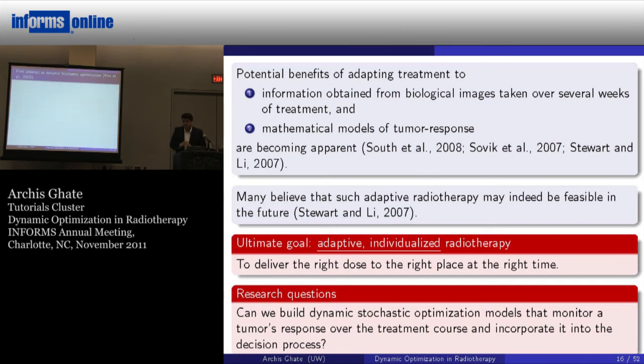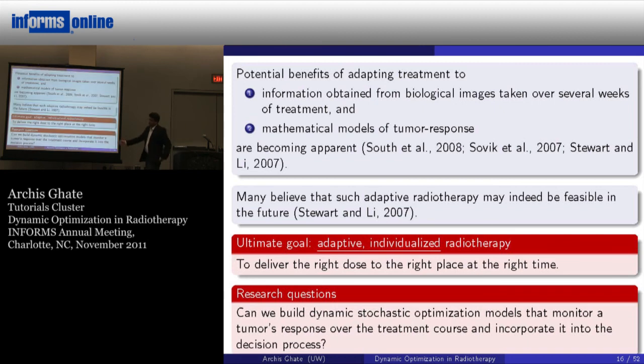Okay, so I'm going to show you two attempts that we made at building dynamic stochastic models. The first attempt is just one or two slides, there is not much in it. That will be slide 18.